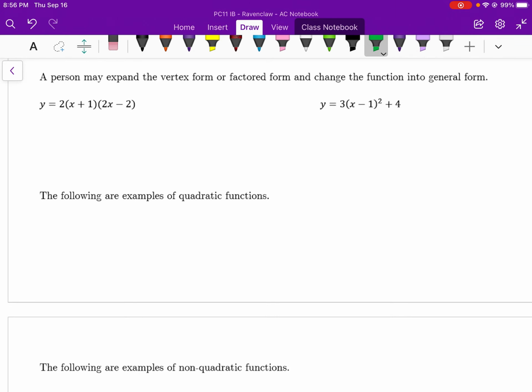For example, let's look. A person may expand the vertex form or factored form to change the function into general form. Let us begin with this. Now, this looks like a quadratic function in factored form. We can easily change this into general form by multiplying this through.